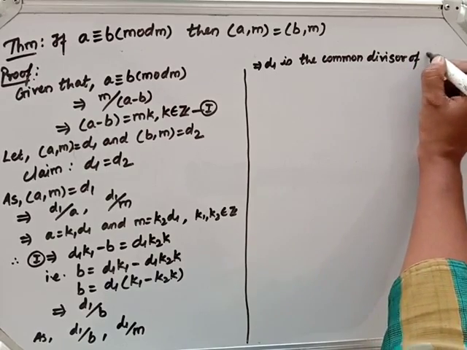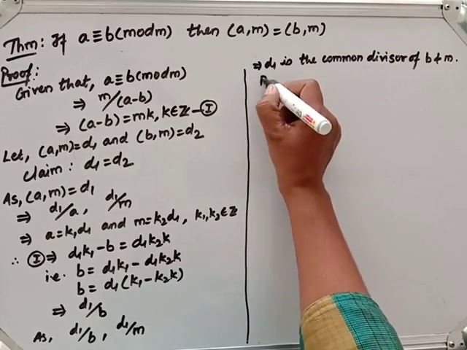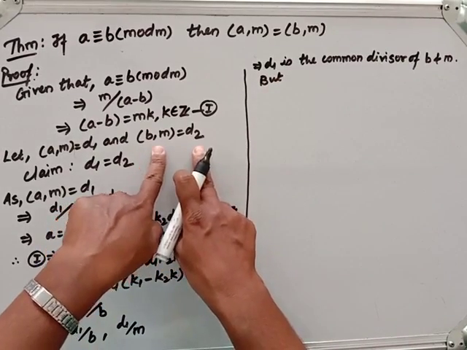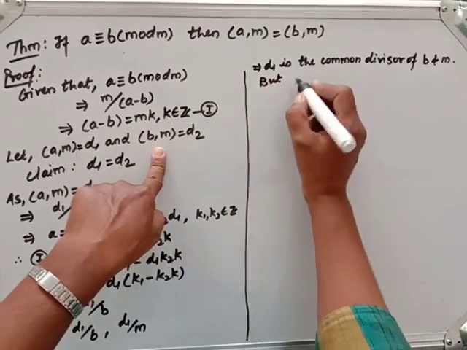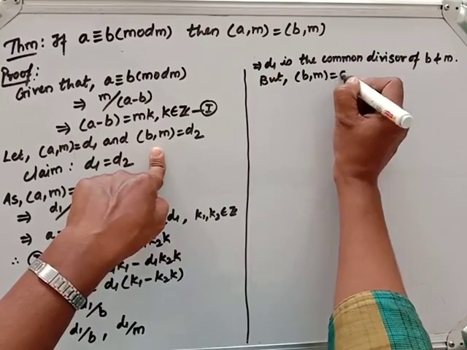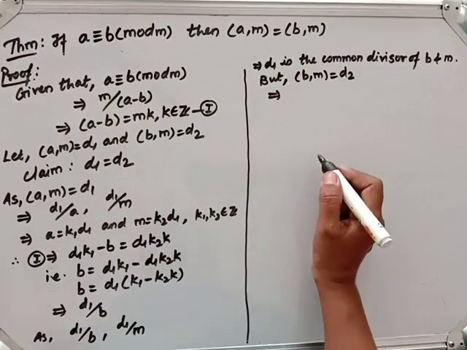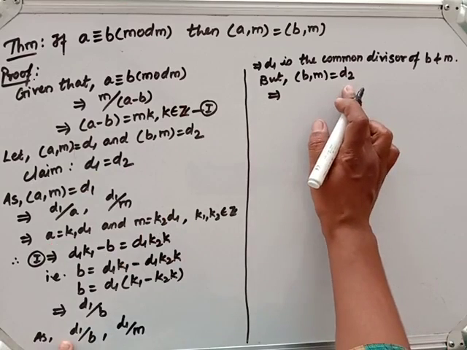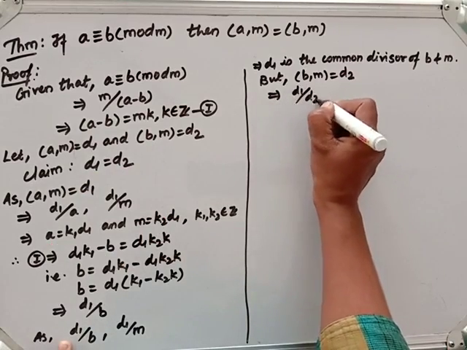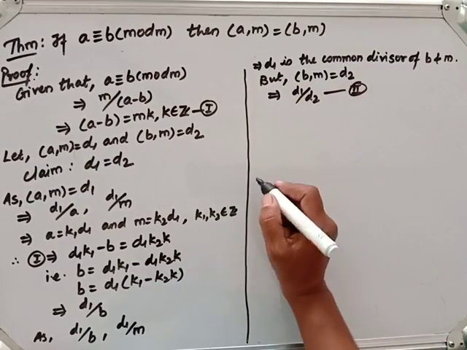Divisor of B and M. But we know the GCD of B and M is D2. So, this says D1 is a common divisor and D2 is the GCD. So, this common divisor must divide D2. Call it equation number 2.